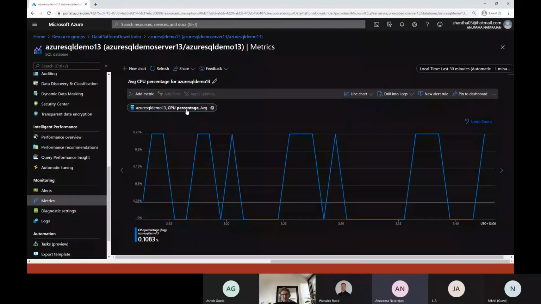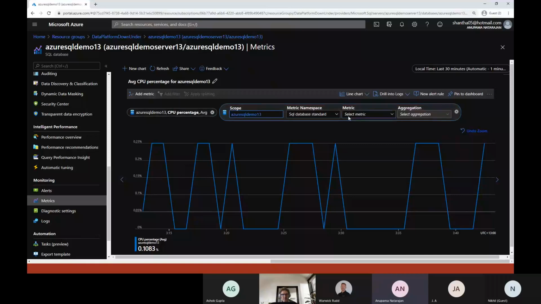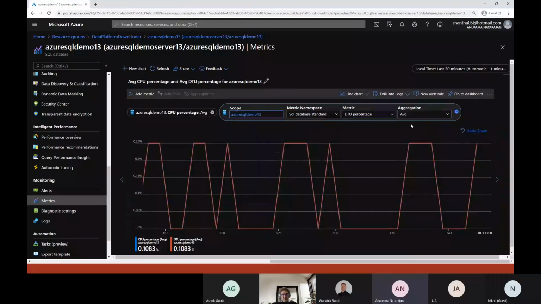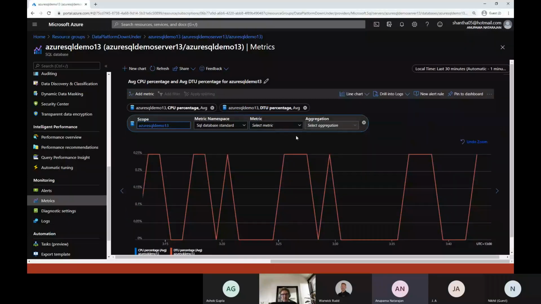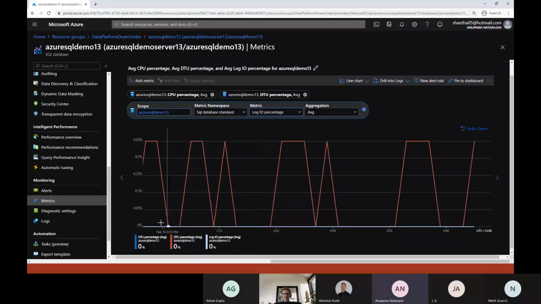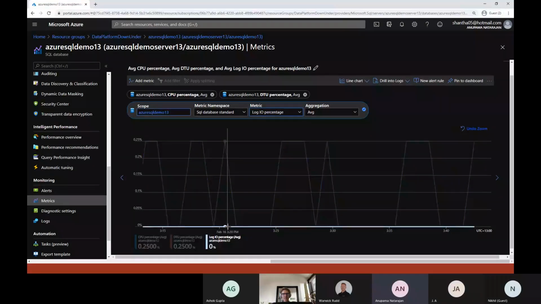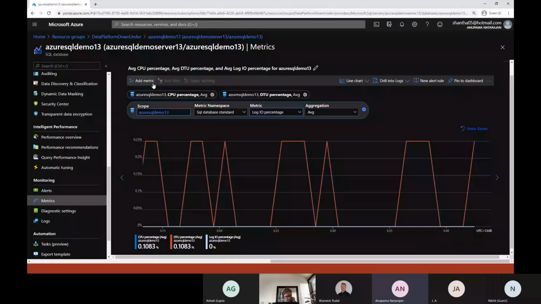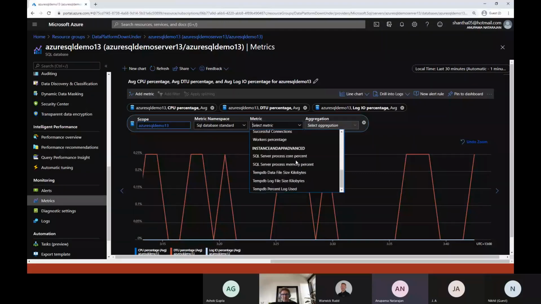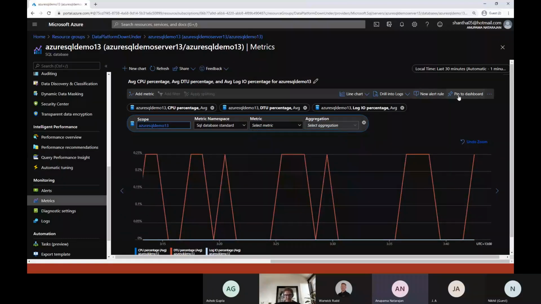So here I have got my CPU percentage. I can go ahead and add a metric, and I can choose a metric saying, okay, show me my DTU percentage here. And there you go. So I can start overlaying things that I want to monitor here. And I can keep adding, okay, show me my log IO percentage. Cool. So if there is some activity going on, you can start looking at your CPU percentage, DTU percentage, as well as log IO percentage. All these metrics which I'm talking about here, you can keep on adding as many as you want. These are the different metrics that you can have, and you can build your own dashboards using Azure Monitor here. You can pin it to your own dashboards.